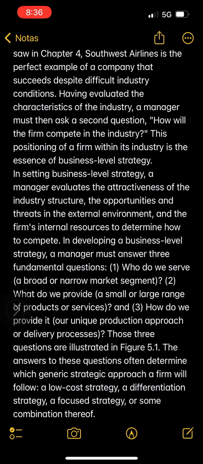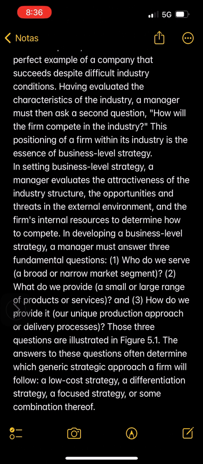In setting business level strategy, a manager evaluates the attractiveness of the industry structure, the opportunities and threats in the external environment, and the firm's internal resources to determine how to compete. In developing a business level strategy, a manager must answer 3 fundamental questions. 1. Who do we serve? A broad or narrow market segment. 2. What do we provide? A small or large range of products or services. And 3. How do we provide it? A unique production approach or delivery processes. Those 3 questions are illustrated in Figure 5.1.